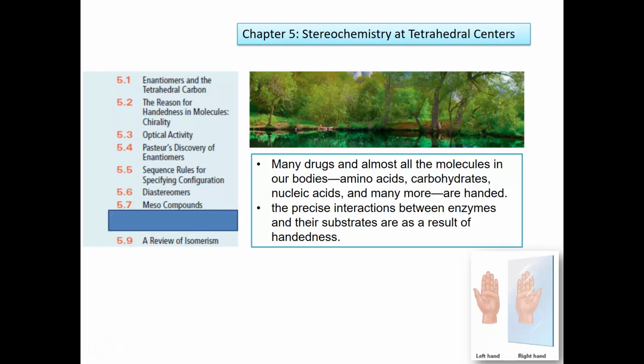Okay, why is chirality important? Well, many drugs, I would say almost all drugs, and almost all the molecules in our bodies, amino acids, carbohydrates, nucleic acids, and many more, are handed. That means they are chiral. The precise interactions between enzymes and their substrates, what is called the key and the lock, are a result of this chirality.